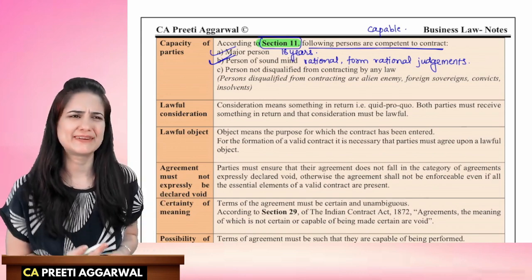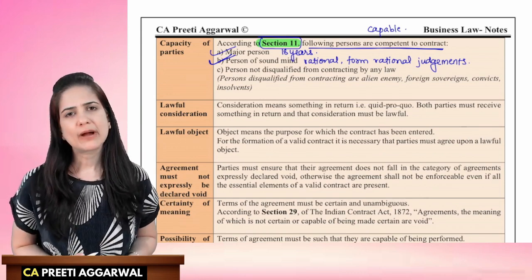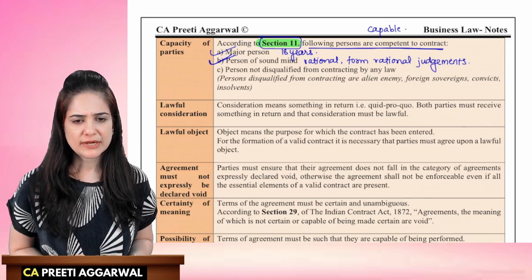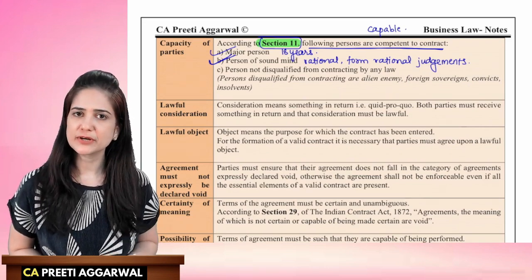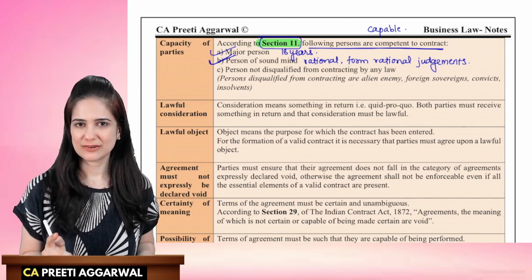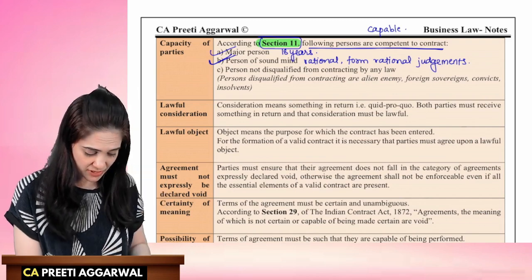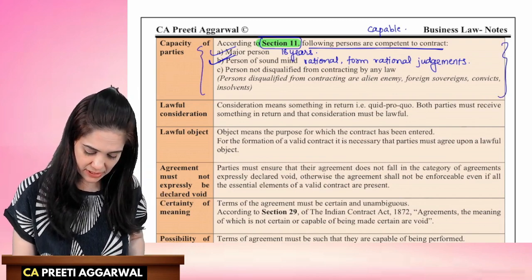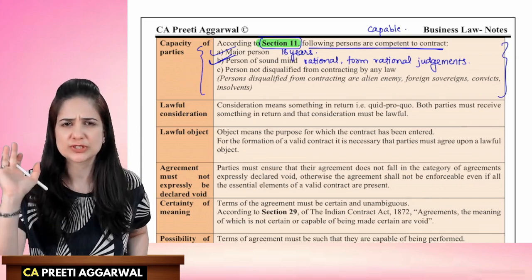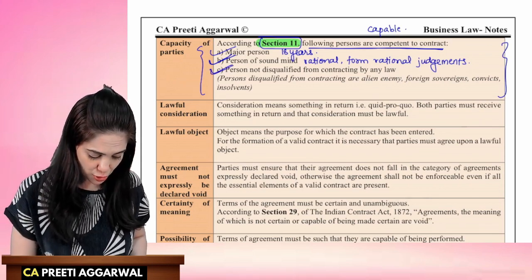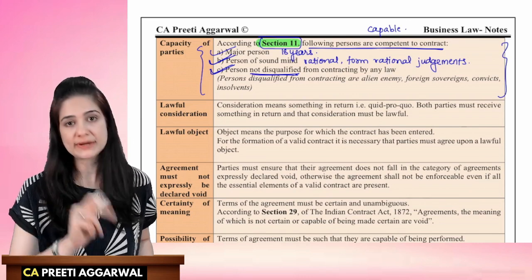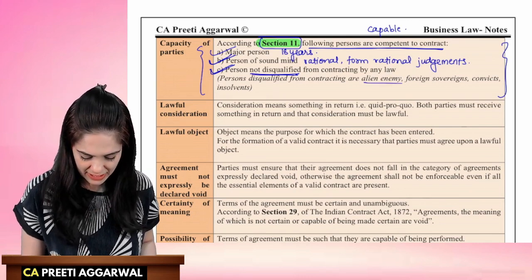See, how can you enter into contract with a minor? No, ma'am, we have seen in movies, in TV shows, all these minors are entering into contract. It is by the guardian on behalf of the minor. And again, we are going to discuss all this in detail in Unit 3. So this is just an introduction. Person should not be disqualified. Ma'am, I want to know who are disqualified. Alien enemy.